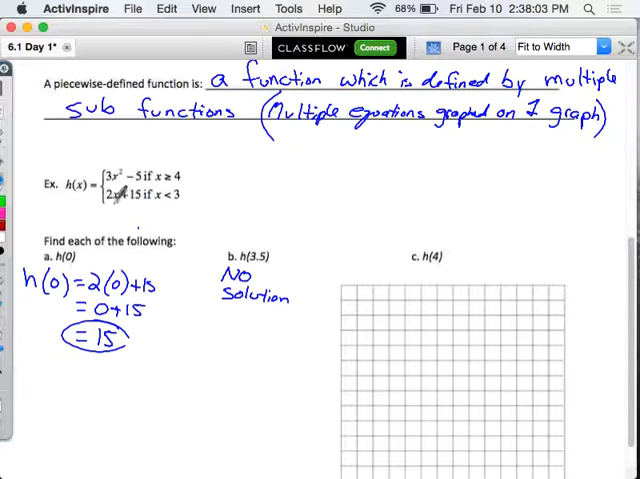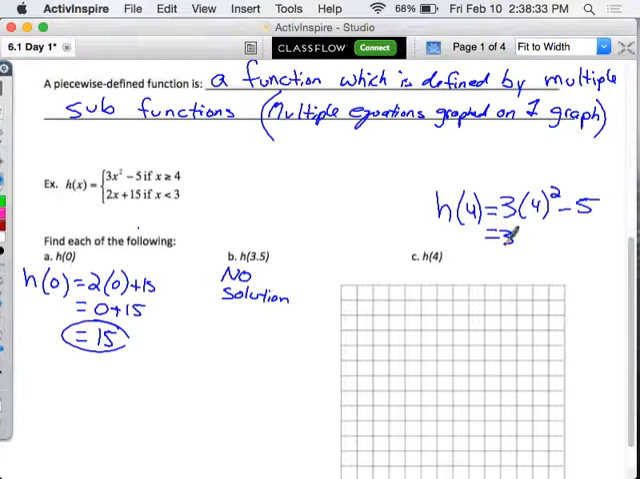Here it says plug it in if the value is less than 3. 4 is not less than 3, so not the bottom one. The top one says if it is greater than or equal to 4, use this. So 4 is equal to 4, so we're using the top one. So to find h of 4, we have to plug it into the top. So it becomes 3 times 4 squared minus 5, which is 3 times.